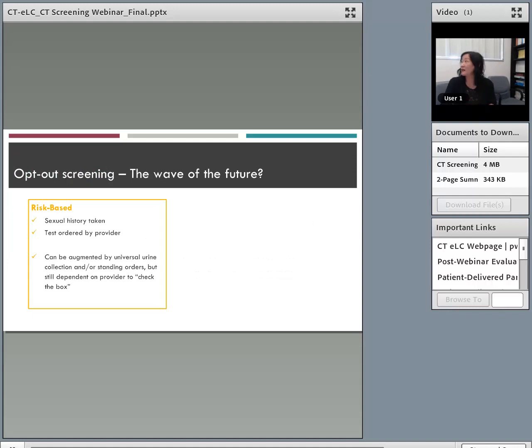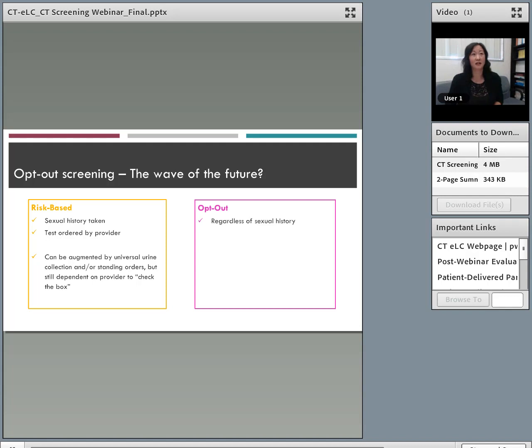And then one thing I just wanted to tell you that's happening is something called opt-out screening. It's actually being tested in a study in Pittsburgh right now. This is the traditional model that I've talked to you about. Let's ask people about sexual history, order a test, but it's important that providers still have to order it and people still have to ask.